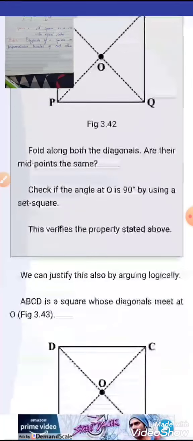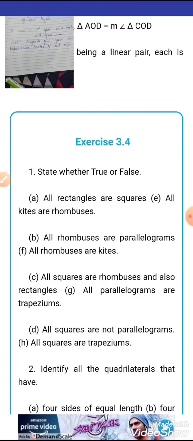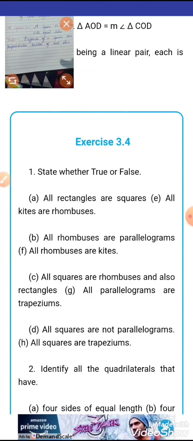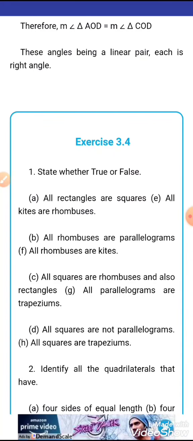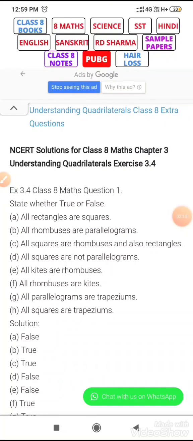Now we are going to start exercise 3.4. And the first question of this exercise is: state whether true or false. First part is all the rectangles are squares. It is false, because we can call every square a rectangle, but all rectangles are not squares, because all the sides are not equal, only their opposite sides are equal.